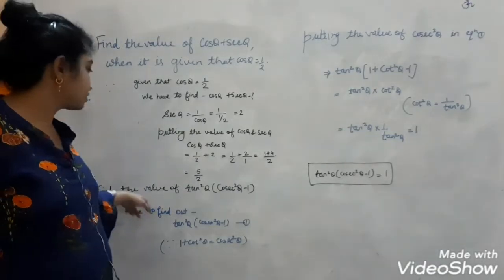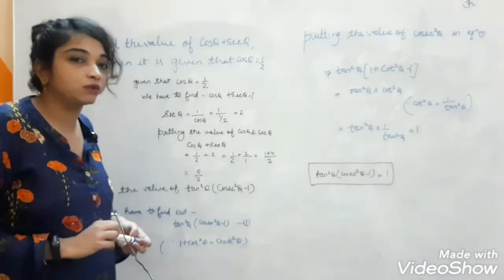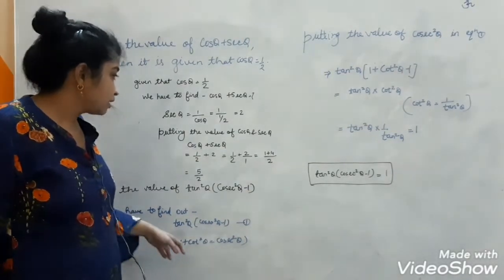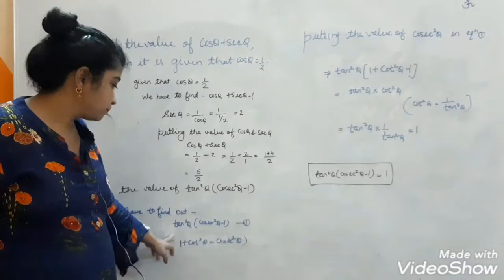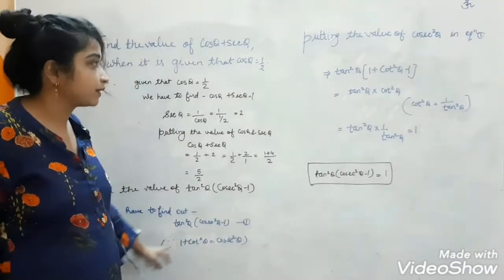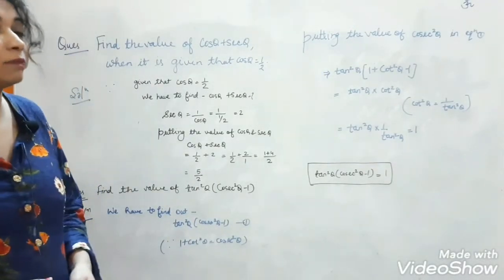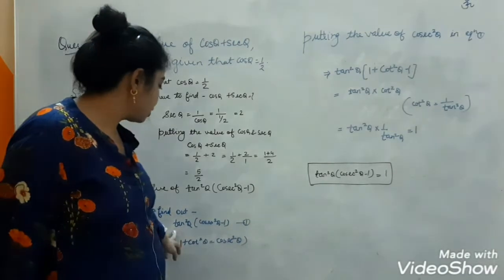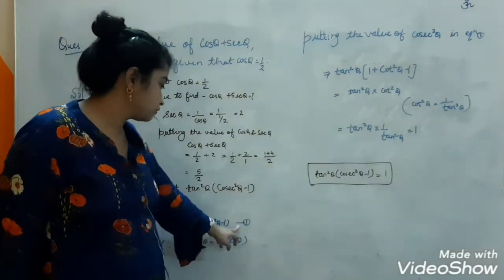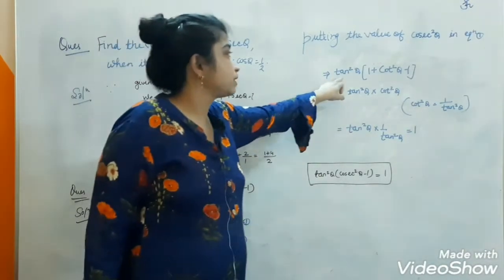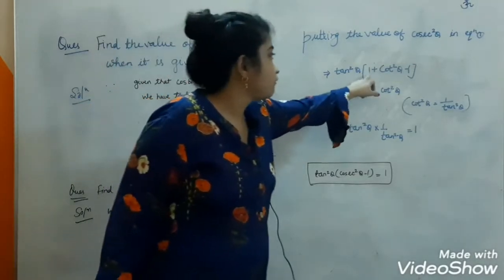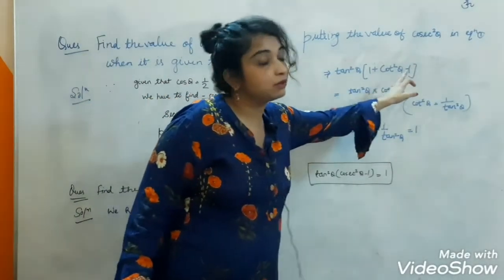Another question is, find the value of tan square theta into cosec square theta minus 1. What we know from the identity, cosec square theta is equal to 1 plus cot square theta. Okay, what we know that 1 plus cot square theta is equal to cosec square theta. Now putting the value of cosec square theta in this given equation, which is equal to tan square theta into 1 plus cot square theta minus 1, plus 1 and minus 1, which will be equal to 0.